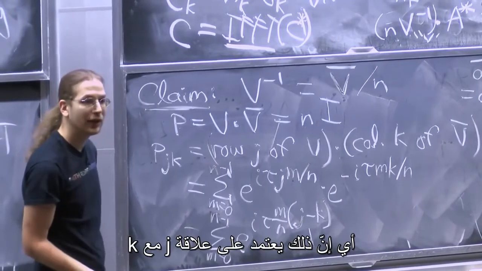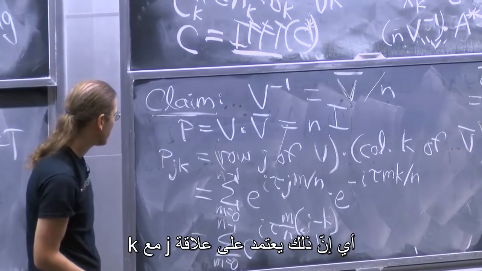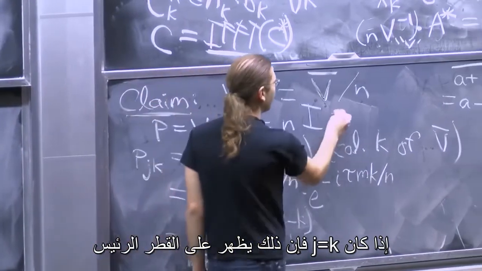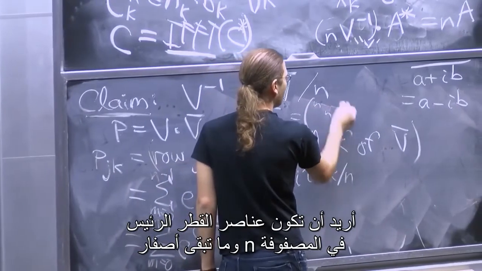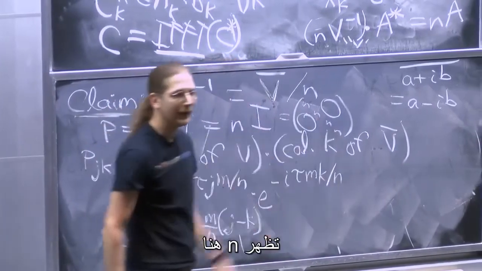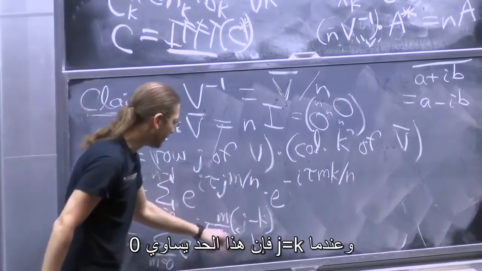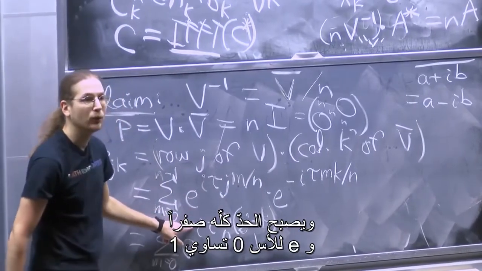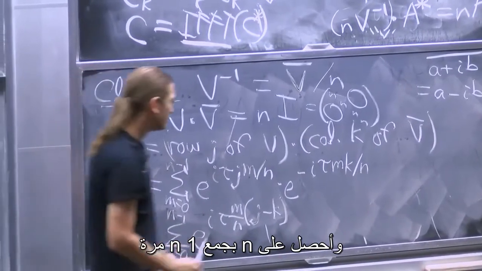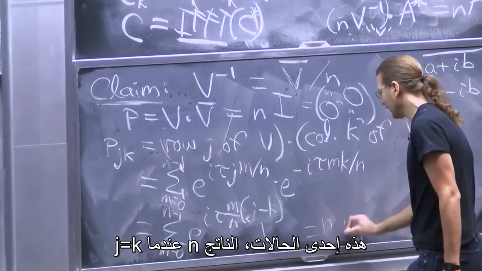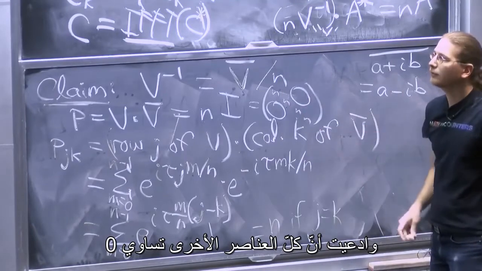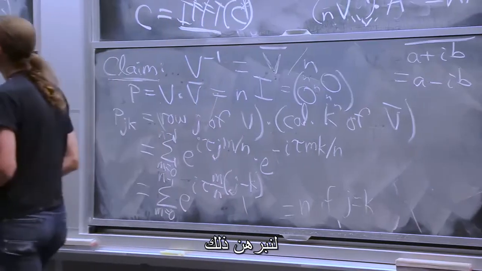It depends how j and k relate, of course. If j equals k, that's the diagonal, where I want to get n. And indeed, if j equals k, this all becomes 0. E to the 0 is 1, and so I'm summing up 1 n times. I get n. Okay, cool. That's one case: this is n if j equals k. And somehow I claim that everywhere else I get zeros. So let's prove that.